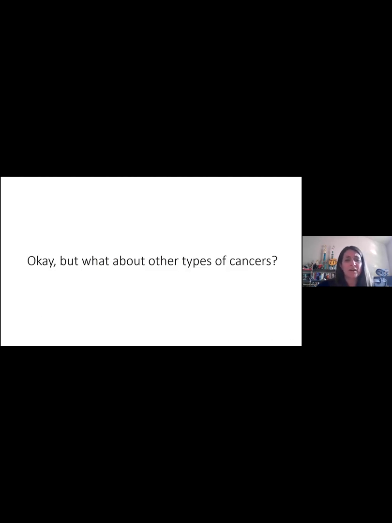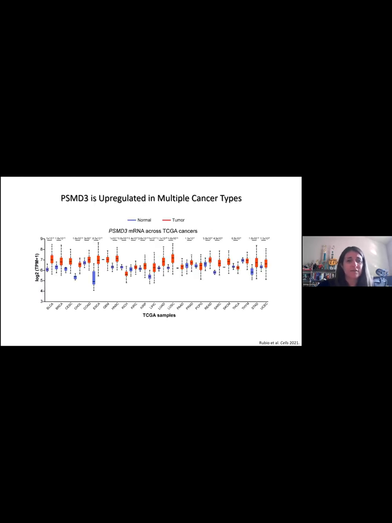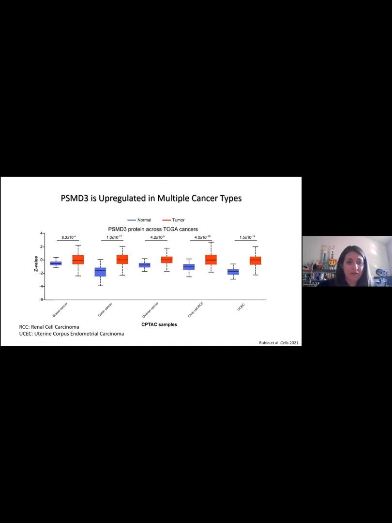So, okay, but what about other types of cancers? So we used data from UALCAN to show that PSMD3 is upregulated in multiple different cancers compared with normal tissue. And as you can see here, PSMD3 is upregulated in 18 out of the 24 cancers that were available in the database. And at the protein level, PSMD3 is upregulated in all 5 of the cancers that were available in UALCAN.